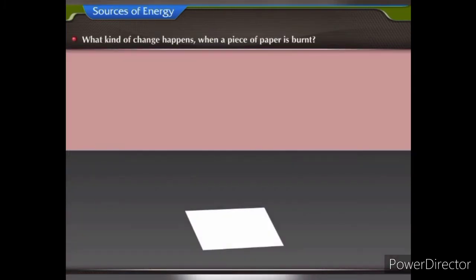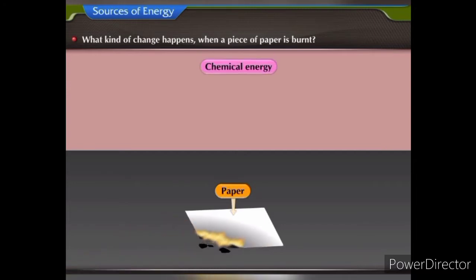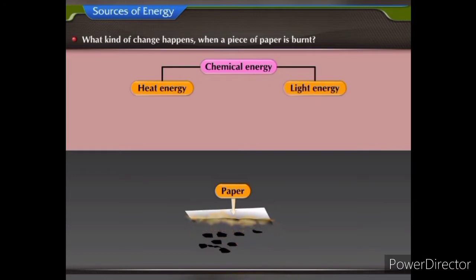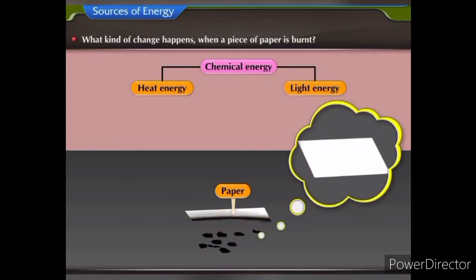What kind of change happens when a piece of paper is burnt? The chemical energy of the paper gets converted to heat and light energy. Now, can you do some process to get the same paper back again? Let us consider another example.